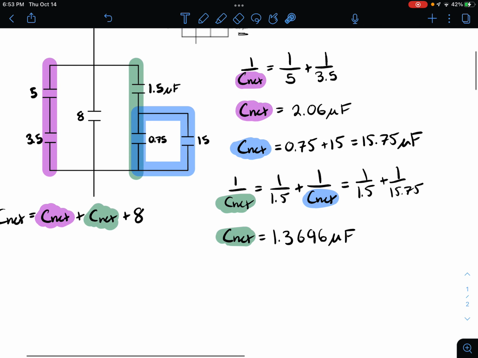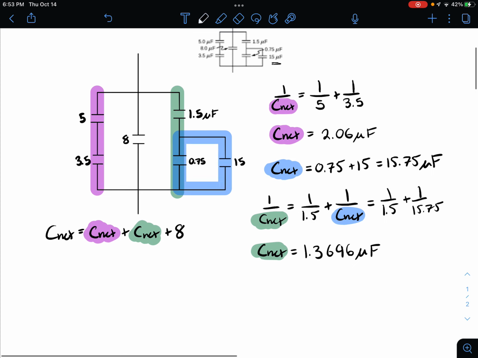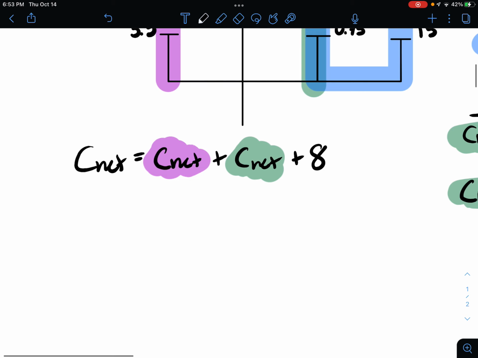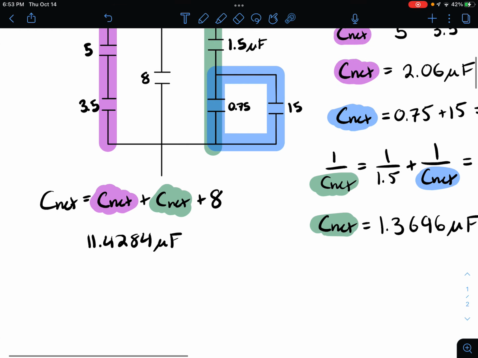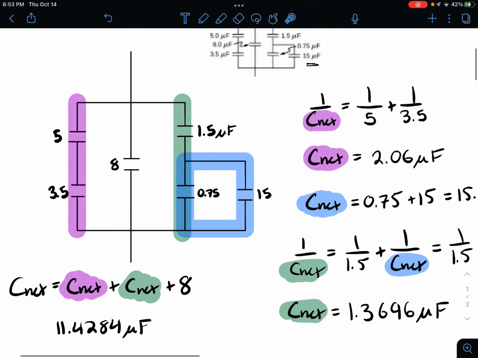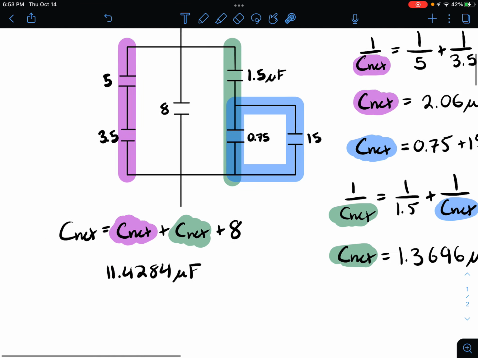And if you add all those together, you're going to get something along the lines of 11.4284. And again, that's still in the microfarads that we started in. Right there. That's going to be your final answer because it has the same units there.